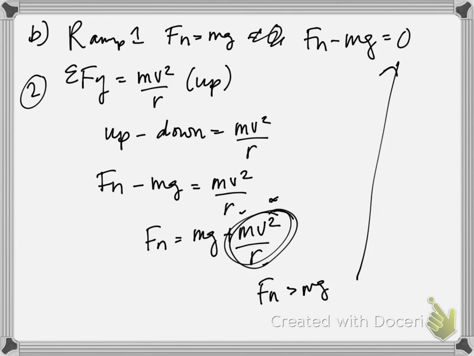So, rubric: 1 point for saying that on ramp 1 the net y forces are 0, so that Fn equals mg. 1 point for realizing that ramp 3 is a circle, so that there's a net upward force. As far as I'm concerned, that satisfies that category. And then for showing that the normal force is larger than the weight, so that the normal force is greater on ramp 3 than on ramp 1, that's your third point. So 3 points for part B.